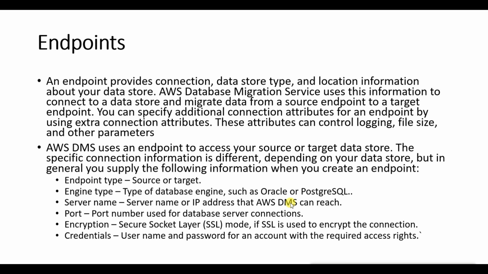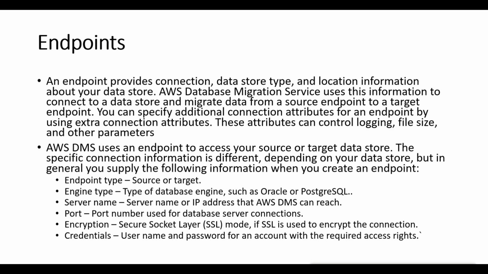Next, let's proceed with our endpoints. An endpoint provides connection, data store type, and location information about your data store. AWS DMS service uses this information to connect to a data store and migrate data from a source endpoint to a target endpoint. You can specify additional connection attributes for an endpoint by using extra connection attributes. These attributes can control logging, file size, and other parameters. AWS DMS uses an endpoint to access your source and or target data store.